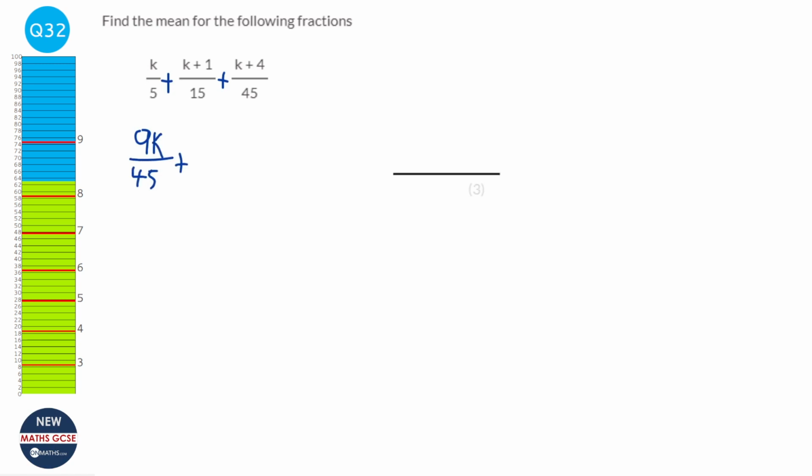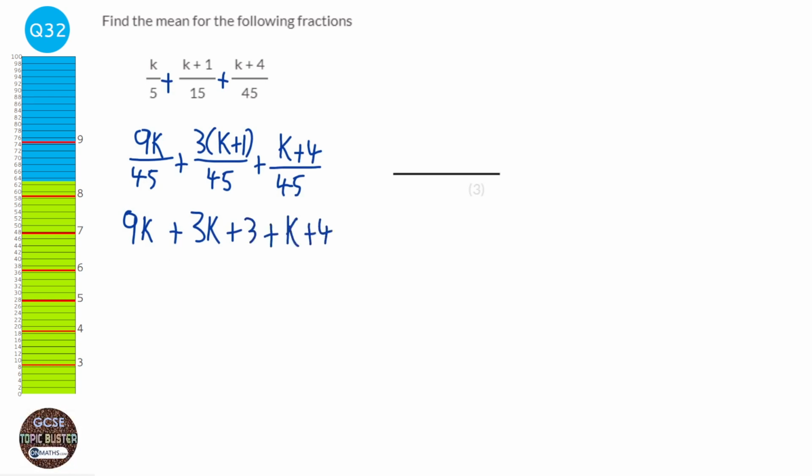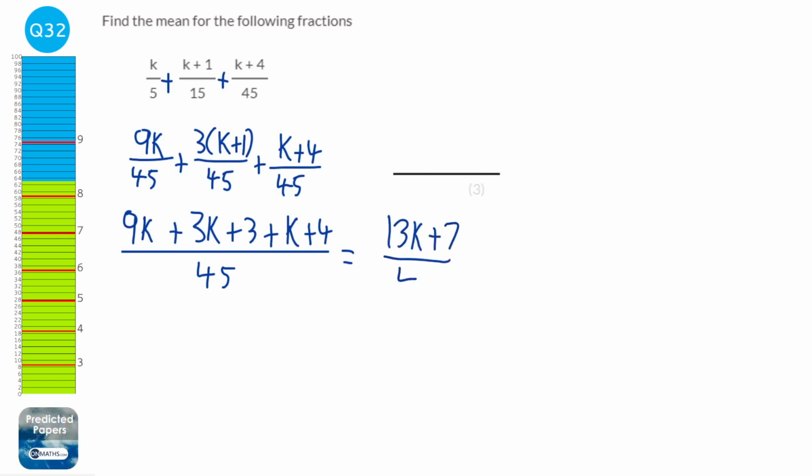Times top and bottom by 3, and so it would be 3 brackets k plus 1 over 45, and the last one is over 45, so we don't need to do anything for that. Then we can just add the numerators together, and I'm just going to expand the bracket here, so it's 3k plus 3 plus k plus 4, and then all of that over 45. And then we're going to do 9k plus 3k plus k, which is going to be 13k. And then 3 plus 4, which is just 7, over 45. So the sum of them is 13k plus 7 over 45.